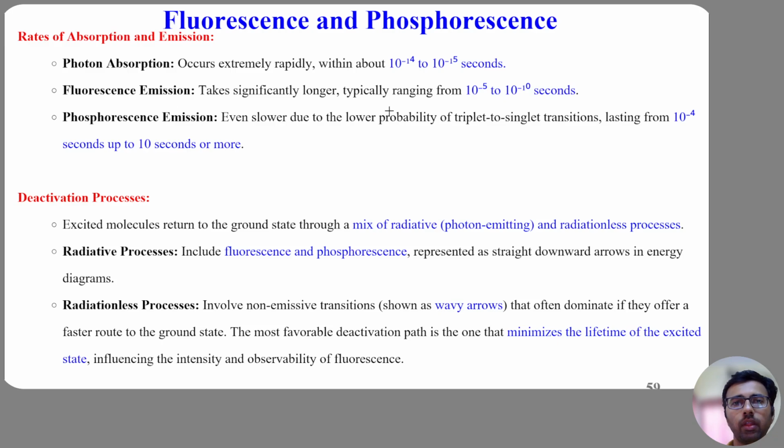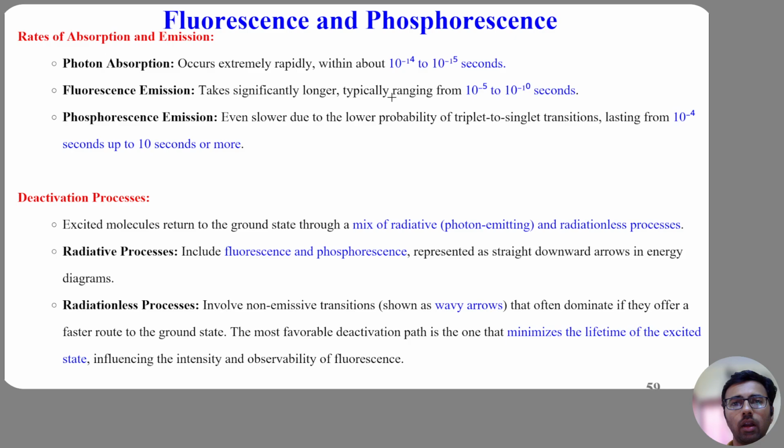Now we define processes that reduce luminescence efficiency. First is vibrational relaxation. Excited molecules collide with surrounding solvent molecules. These collisions dissipate energy extremely rapidly, about 10^-12 seconds. As a result, fluorescence almost always originates from the lowest vibrational level of the excited state. This energy loss produces the Stokes shift, where fluorescence appears at longer wavelengths than absorption.